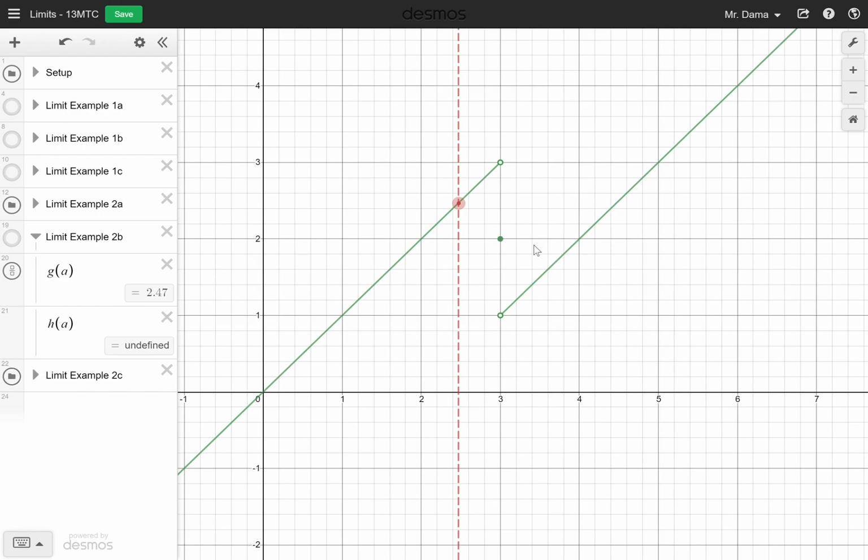Now, sometimes the function can be defined. So this function is defined at (3, 2), but the limit still doesn't exist. So that's really important to note.